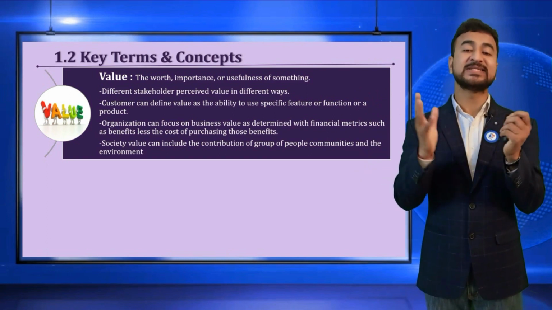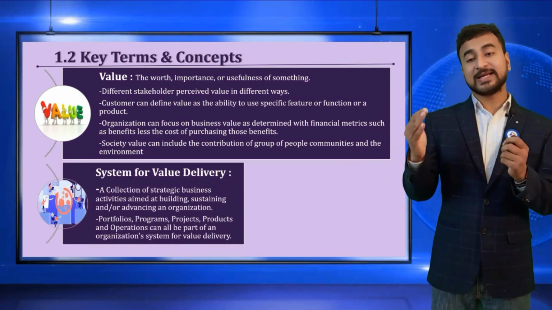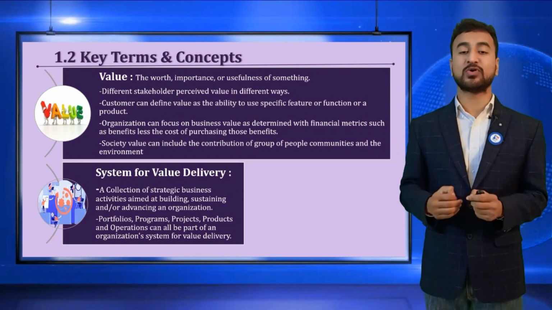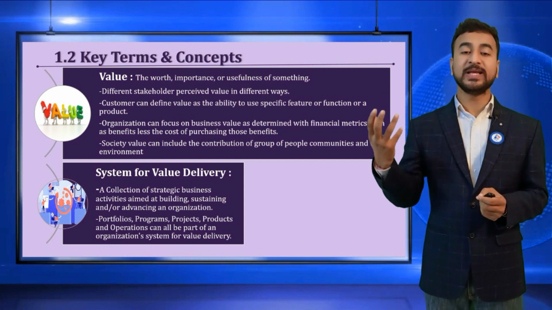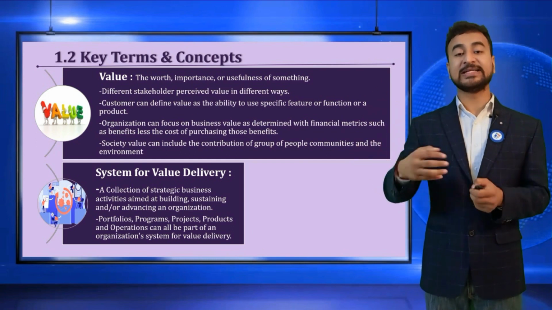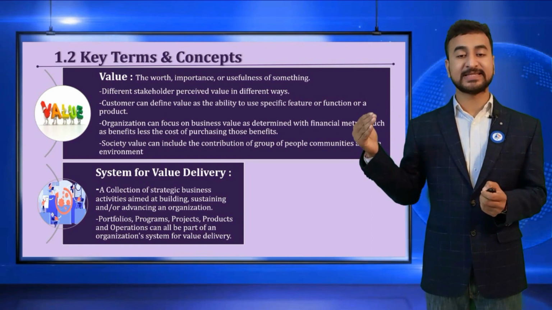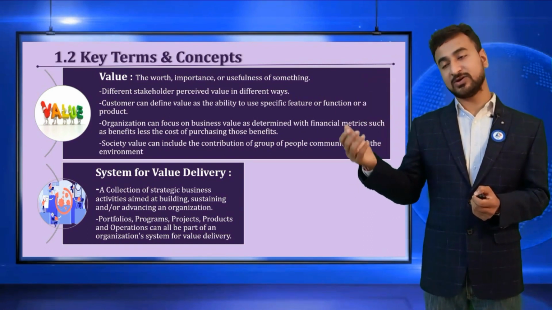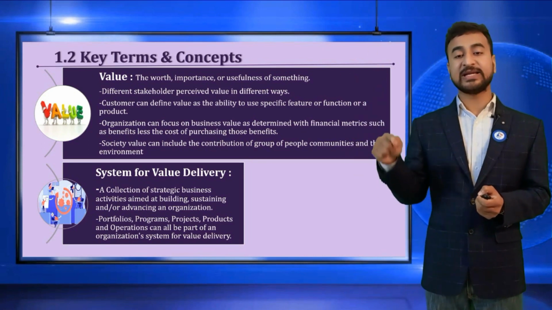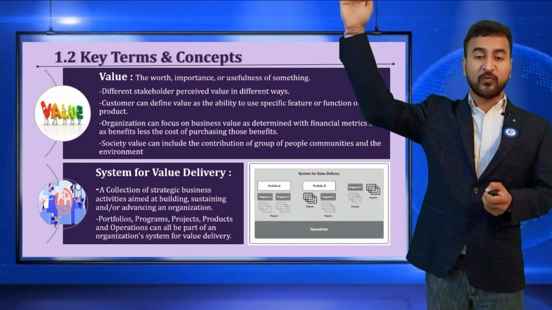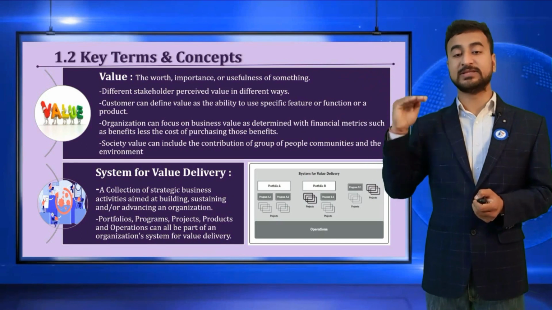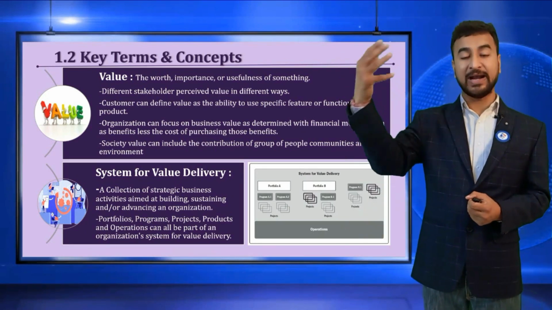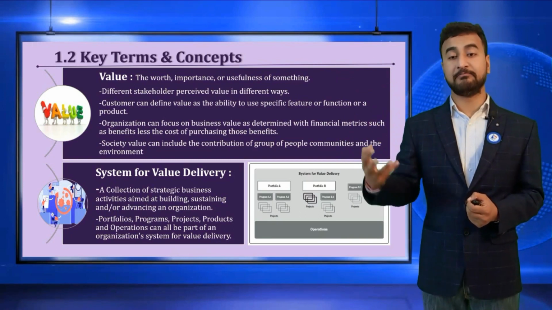And now we are discussing the system for value delivery. As I told you, PMBOK version 7 is more focused on value delivery. What do we mean? How can you achieve that value? It is a collection of strategic business activities aimed at building, sustaining and or advancing the organization. So collectively, the portfolio, different programs, the projects and the operations, how can all of these add value, how can we bring value?